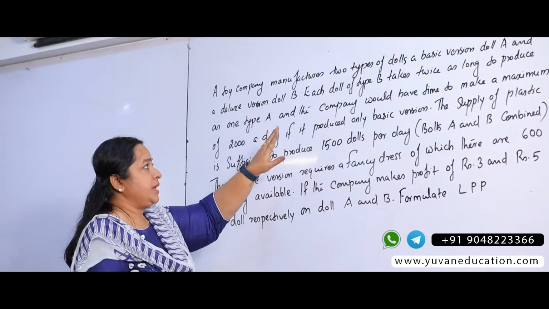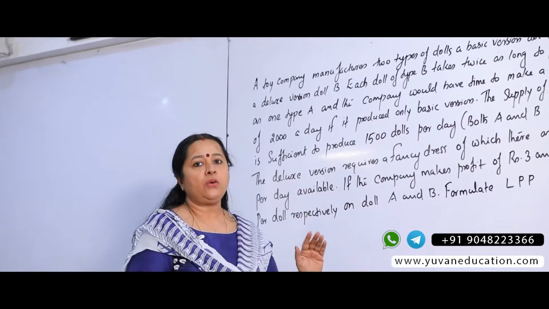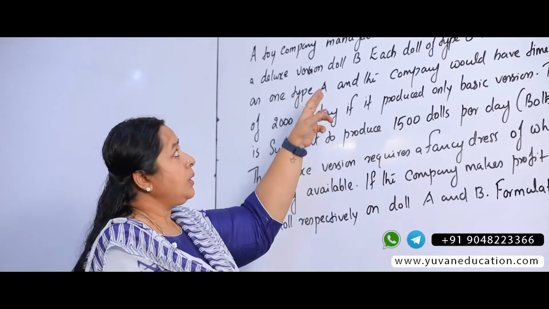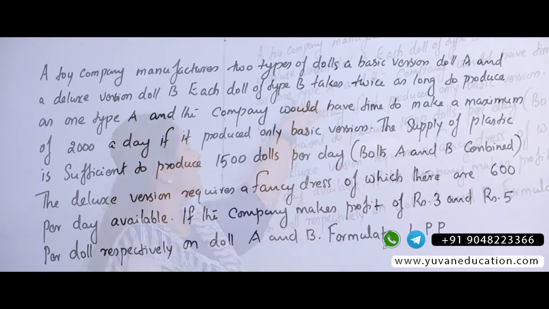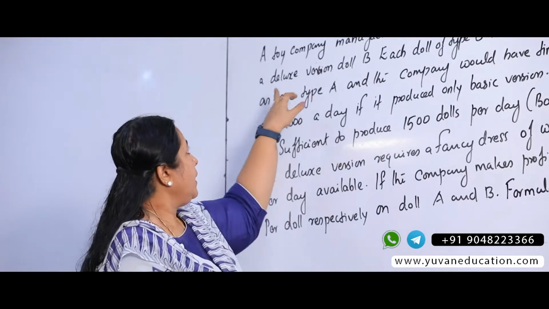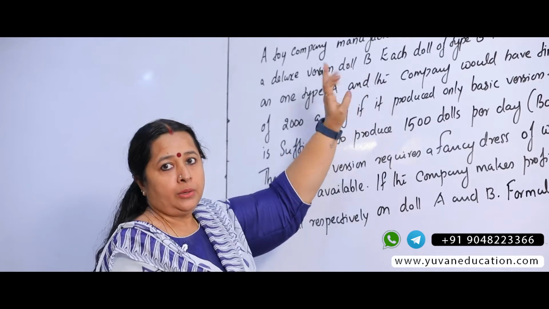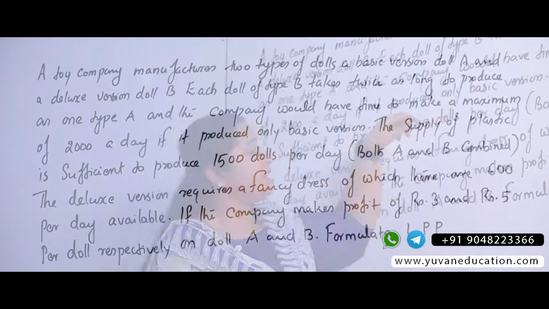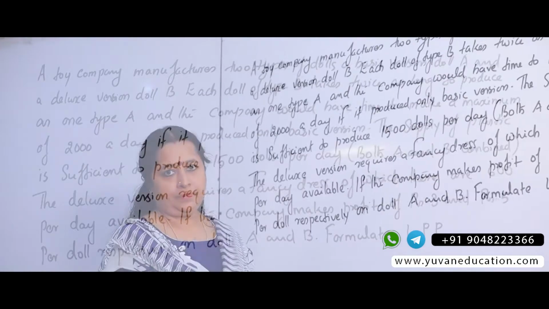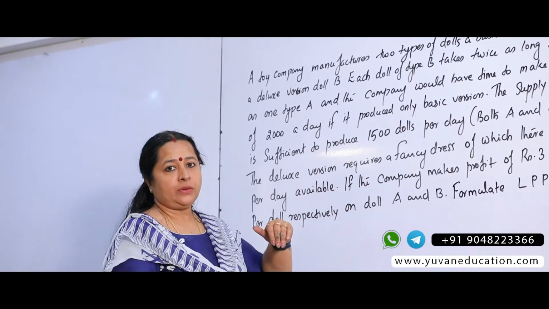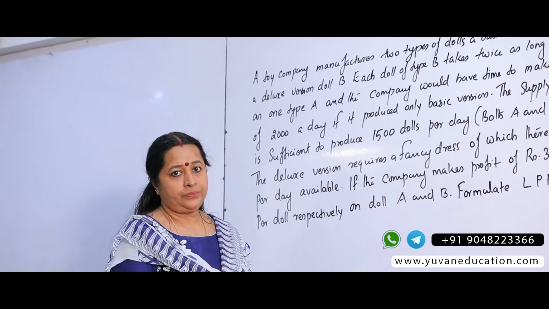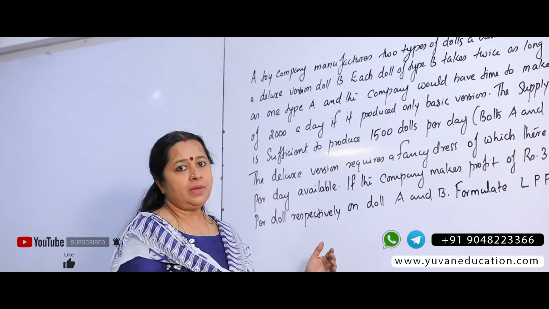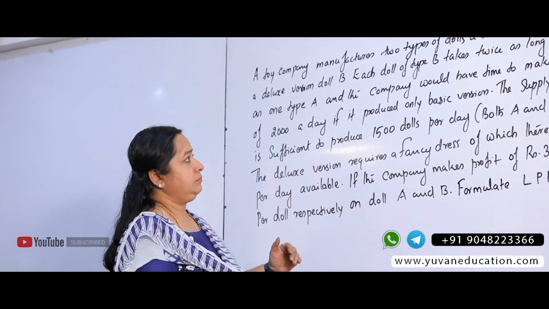A toy manufacturing company is manufacturing two types of dolls, doll A and doll B. Doll B is a deluxe version, that is, doll A is the basic version and doll B is the deluxe version. It takes twice as long to produce the B type. This deluxe version doll requires twice the time as the basic version doll.